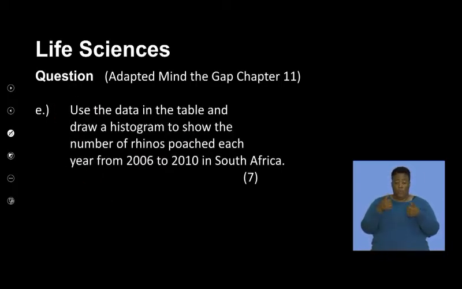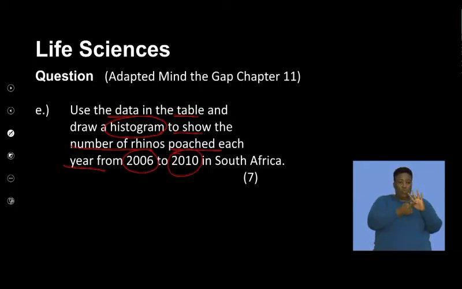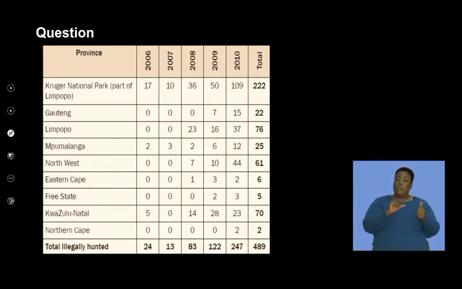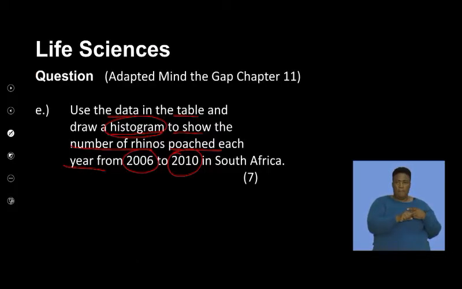The next question: use the data in the table and draw a histogram to show the number of rhinos poached in each year from 2006 to 2010. Again, the question requires that we draw a histogram, and remember that we've got to apply all the rules that we need when drawing a graph. If we go back to the question, we've got to draw a histogram to show the number of rhinos poached in each year. So we've got to know the total number for each year in that period.